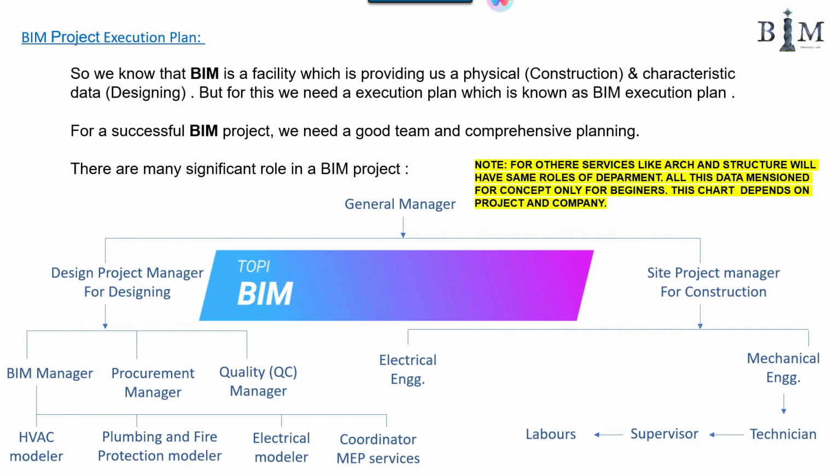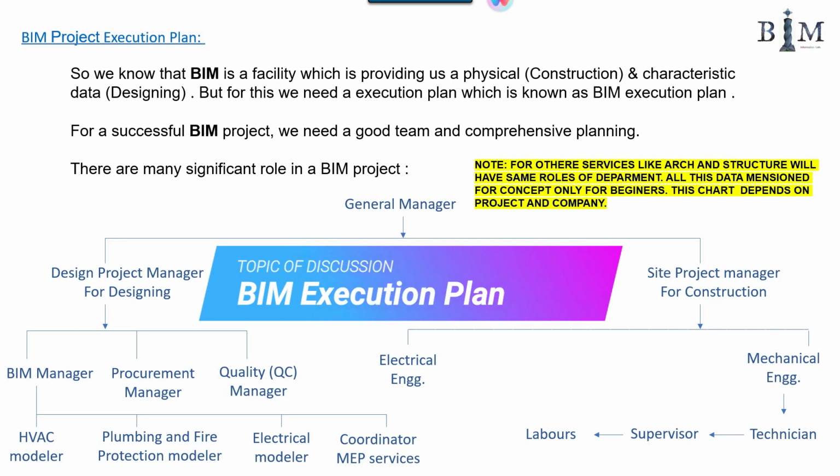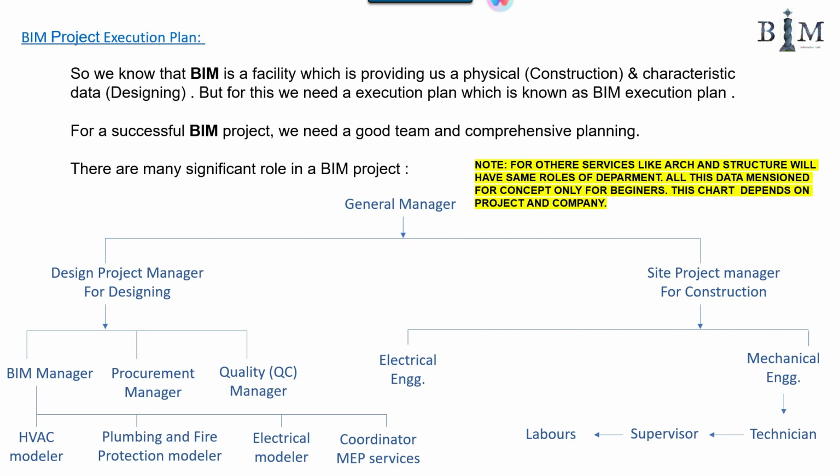BIM execution plan. So we know that BIM is a facility which is providing us physical and characteristic data. Physical means construction and characteristic means designing. But for this we need an execution plan which is known as BIM execution plan. For a successful BIM project we need a good team and comprehensive planning.